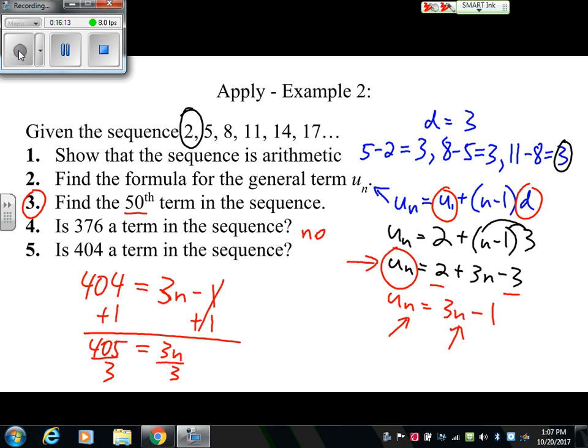And this time, when I use my calculator, 405 divided by 3 gives me a whole number answer where n is equal to 135. So in this case, is 404 a term in the sequence? The answer is yes. And not only is it a term in the sequence, we know that it is the 135th term in that sequence.